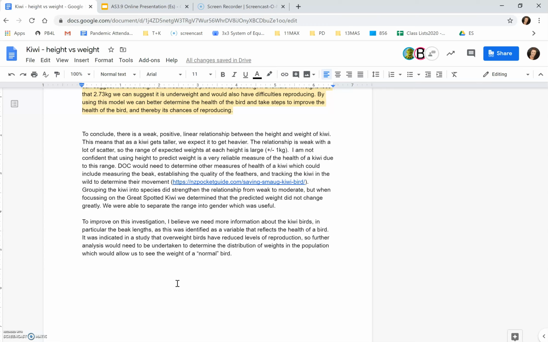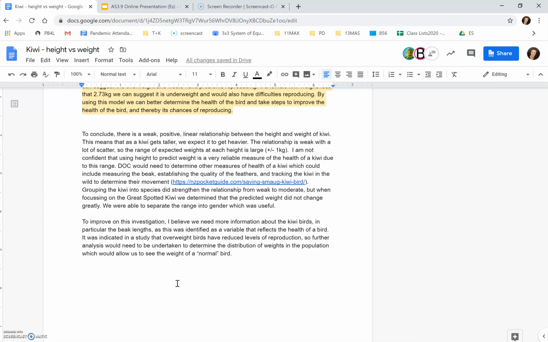So for my purpose for kiwis, I was stating that if there was a relationship between the height and the weight of the kiwi, we could use that to determine whether the kiwi was healthy. And we want healthy kiwis because they're natives to New Zealand and their species are not doing very well. Some are endangered, etc. So if we could look at the health of the kiwi, we could take measures to improve their health, therefore improving their reproductive capabilities and saving the bird, getting it out of that threatening range.